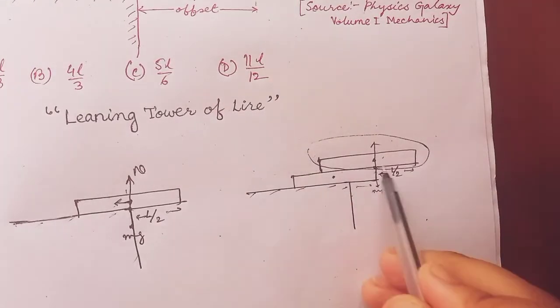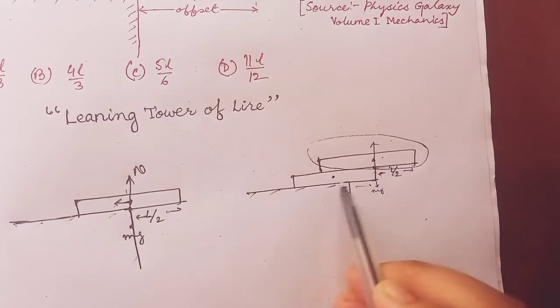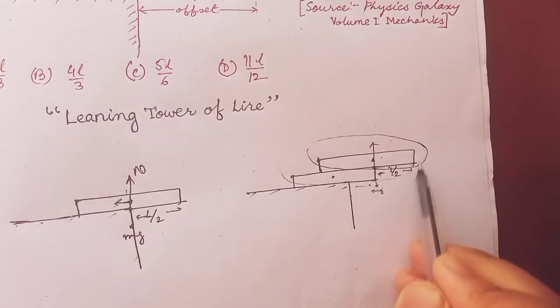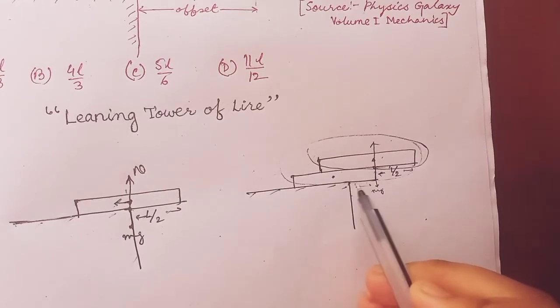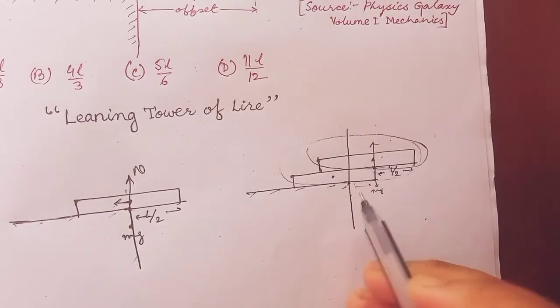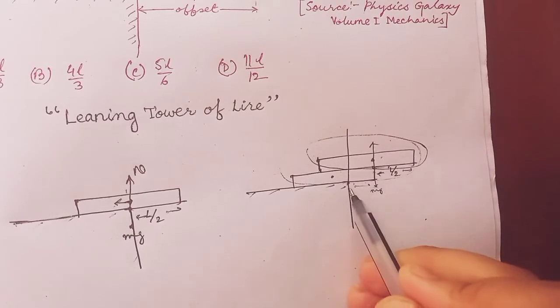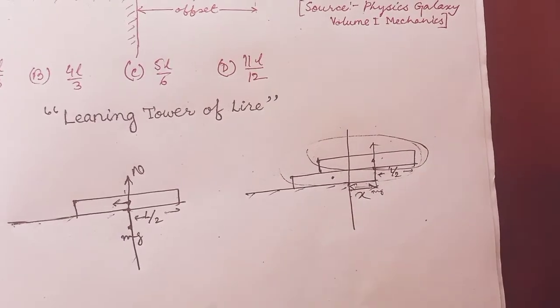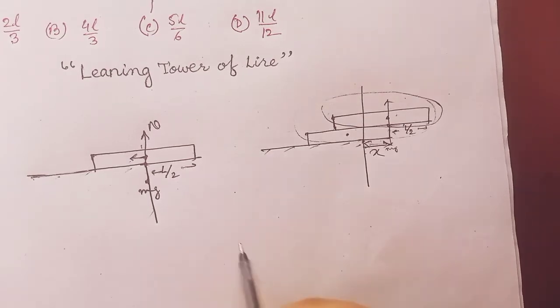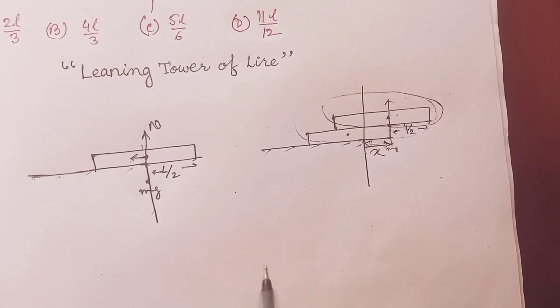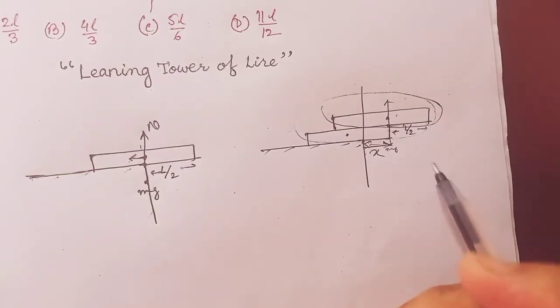See that now I know that this distance is L by 2 and I know that these two blocks will not topple, so the center of mass or the center of gravity must lie along this line, and I want to find this distance. Let me assume it to be x. Now one more very useful theorem that we must know is that the sum of the mass moments about the center of mass is 0.